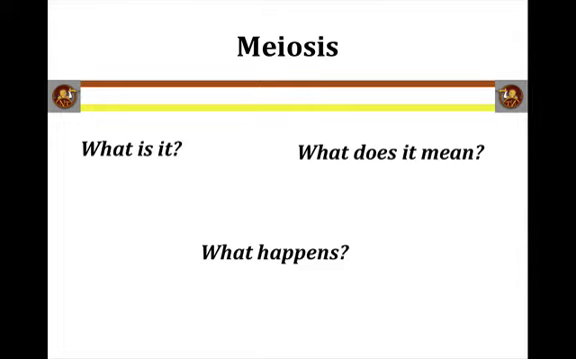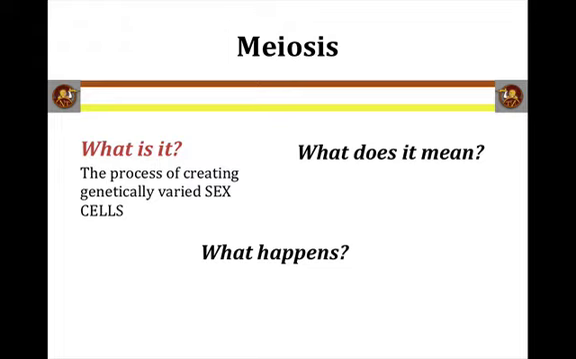Okay, both of these processes occur in our cells, but they are quite different. So meiosis, what is it? It is the process of creating genetically varied sex cells. Not only are we talking about sex cells instead of body cells, but the cells that are created are not identical to one another. In mitosis, all cells created are identical copies. In meiosis, sex cells are genetically varied. They are not identical.